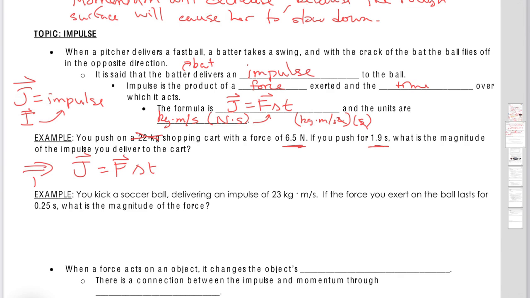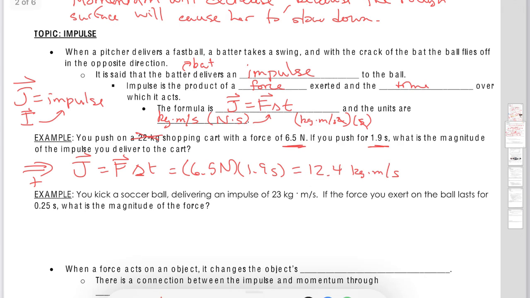Again, we're going to assume right is positive. So we're going to do 6.5 newtons times 1.9 seconds, and we're going to get an impulse delivered of 12.5 kilograms times meters per second, or you can just as easily write this as Newton times seconds. A lot of times when I'm teaching impulse, I teach it as Newton times seconds, but you'll see when we talk about something called the impulse momentum theorem, it's actually just the unit for momentum as well.